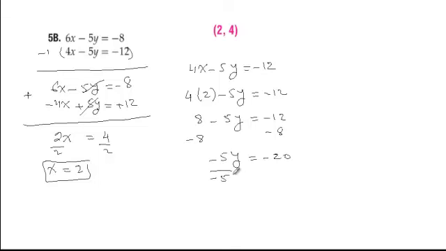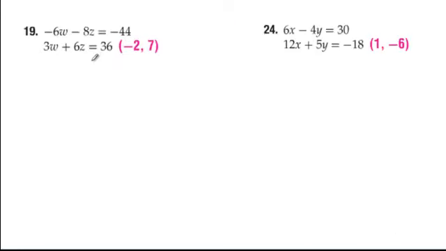Divide by -5 on both sides, then y is equal to, negative divided by negative is positive, 20 divided by 5 is 4. So we have x equal to 2 and y equal to 4, which is matching the answer that we have here.